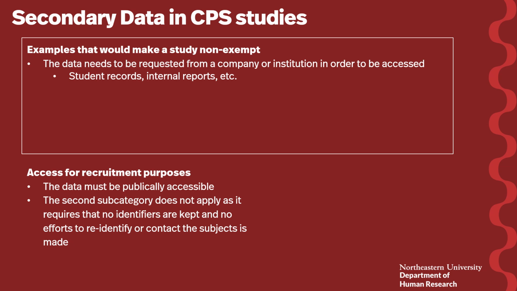The main issue here is that unless the data is publicly accessible, there really isn't a pathway for a study using secondary data to recruit to stay exempt, as by the nature of recruitment, you would need identifiers to be in the dataset in order to contact those individuals. So for example, if the dataset you want to use to recruit needs to be requested or accessed in a way that you need special credentials or assistance from a particular person, it would push your study out of exemption.